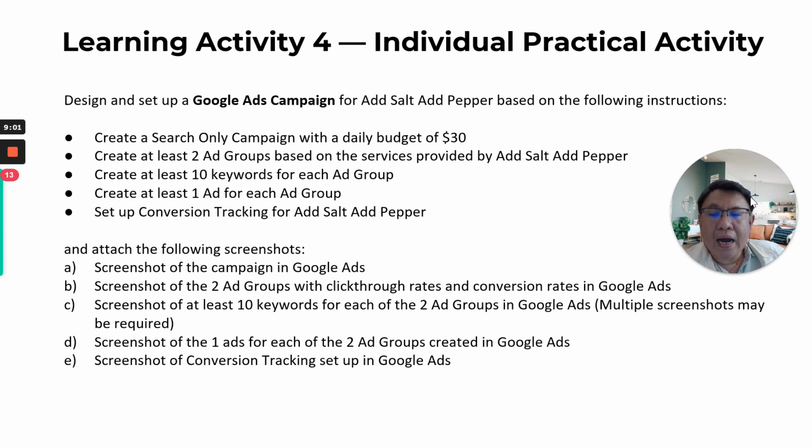Next, we look at the structure of what is required of us. And we know we are to create a search only campaign with a daily budget of 30, and we are to create at least 2 ad groups based on the services provided, which is writing of article and list with us. And we are supposed to create 10 keywords for each ad group and create at least one ad for the ad group, and later on we are supposed to set up conversion tracking. So let's leave conversion tracking for later.